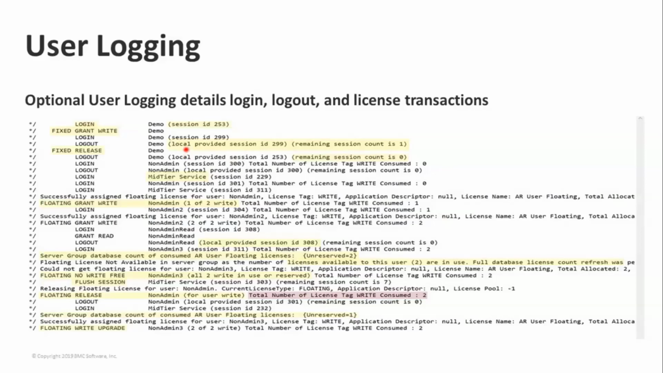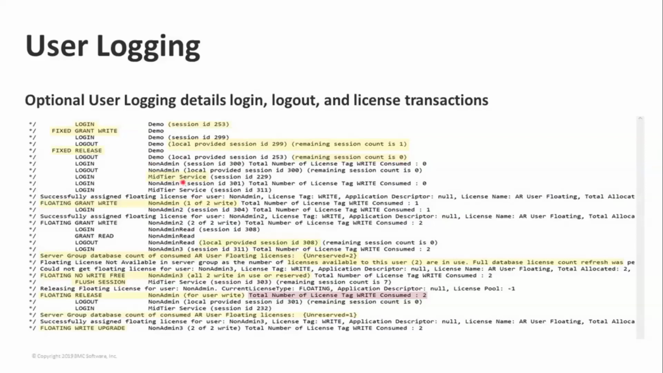If you see both local and remote listed in your user log, that's what the difference is. And when licenses are released, there's also a note in here about when one is released. In this particular case, the fixed release and the following logout are the two messages that are coupled together. The fixed release occurred because the remaining session count went down to 0.